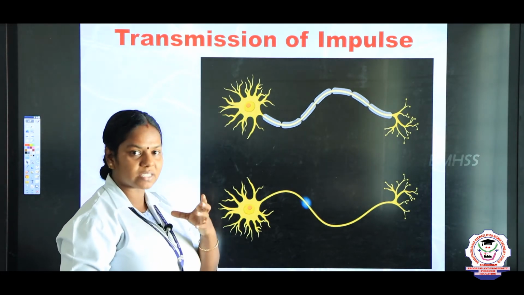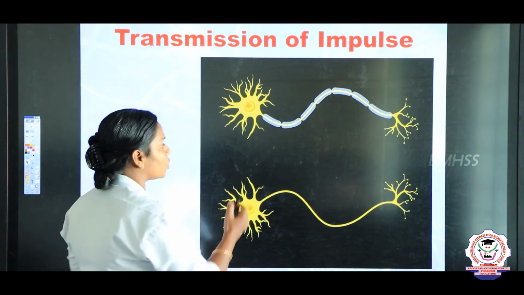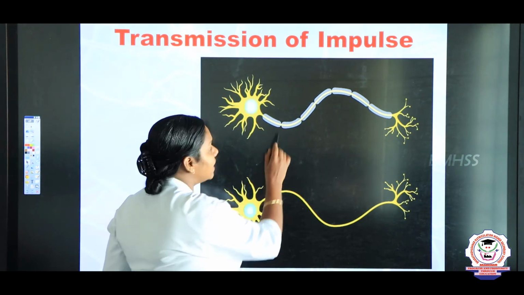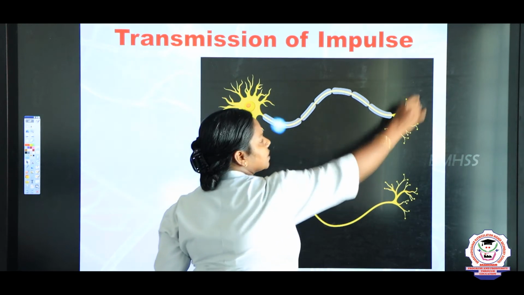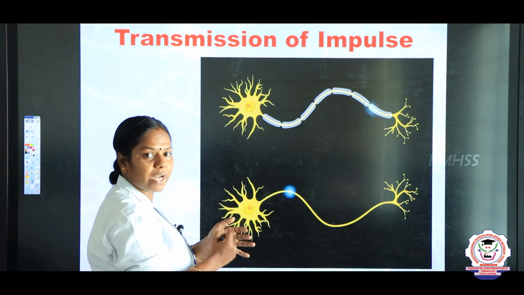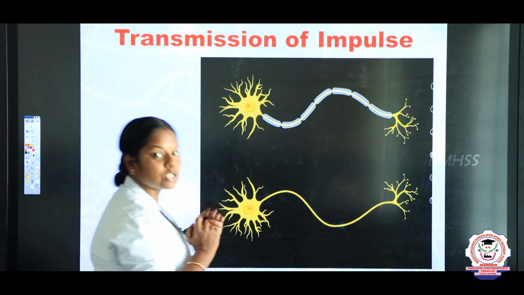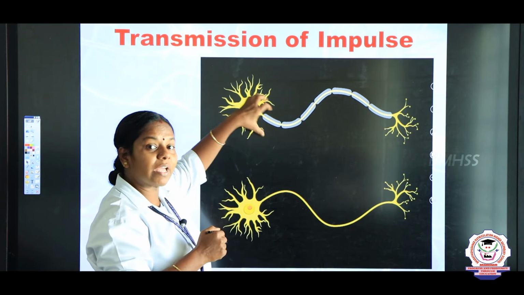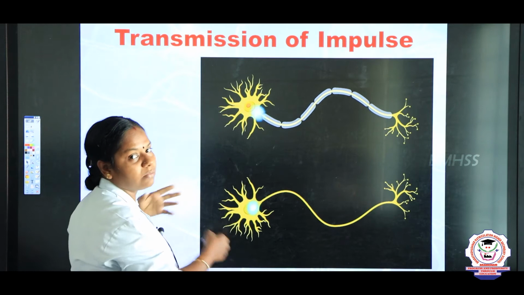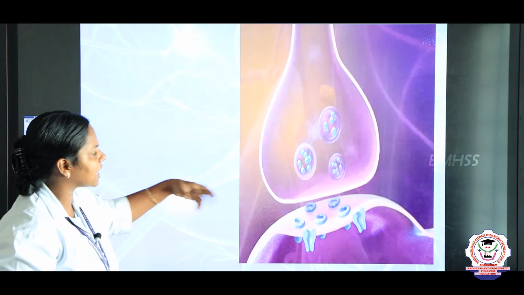Just know it children, it is not given in your book. Saltatory conduction, so that the impulse jumps from one node to another, the nodes of Ranvier, and it reaches very fast. But in the non-myelinated neuron there are no nodes of Ranvier, so the impulse has to travel throughout the length of the axon. So the transmission is very fast in the myelinated neurons and delayed in the non-myelinated neuron.